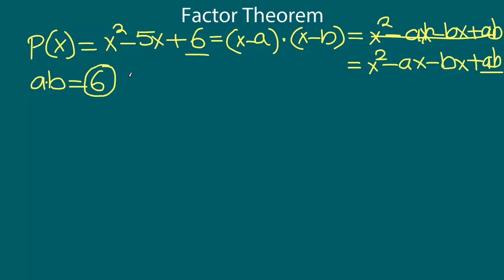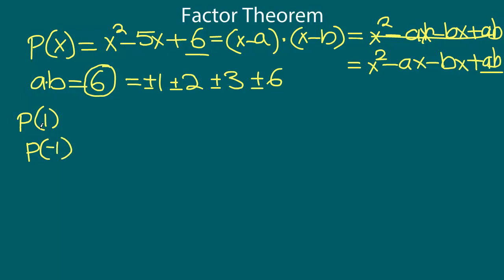So what are all the factors of the number 6? Well, we know the factors of 6 are 1, 2, 3, and 6. And again, we have to consider the signs. So there are 4 values, and for each value there are 2 signs, plus and minus. So there are a total of 8 values. Now using the factor theorem, we need to find the polynomial at 1, minus 1, 2, minus 2, and similarly for 3 and minus 3 and 6 and minus 6.